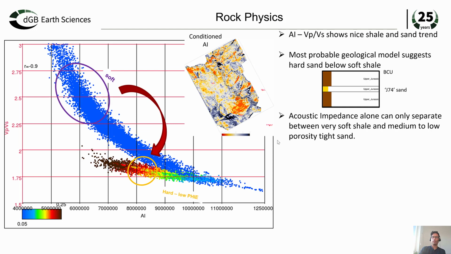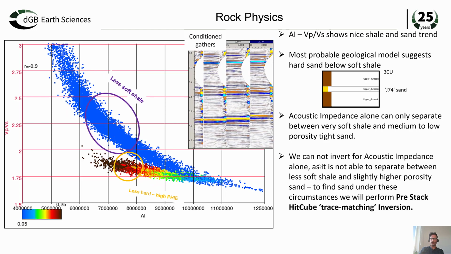So the most plausible geological model here could be of a relatively tight class 1 type of sand, sandwiched between relatively soft shale layers. However, the acoustic impedance range of these shale layers is highly variable. And therefore, from acoustic impedance alone, we can only hope to separate between very soft shale and the medium to low porosity tight sand.